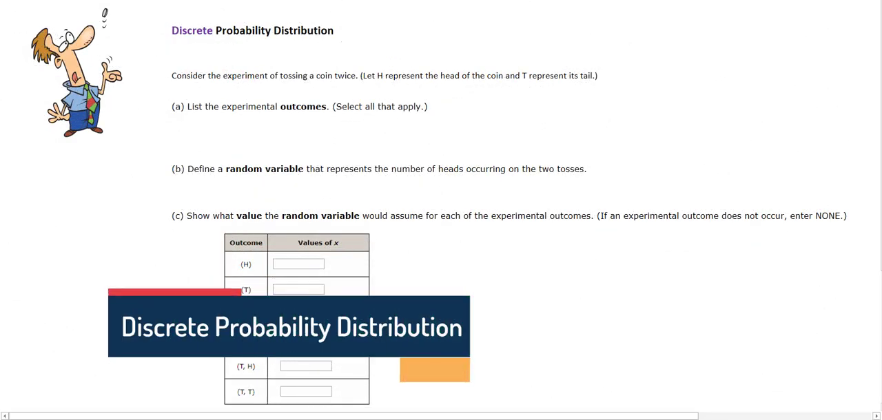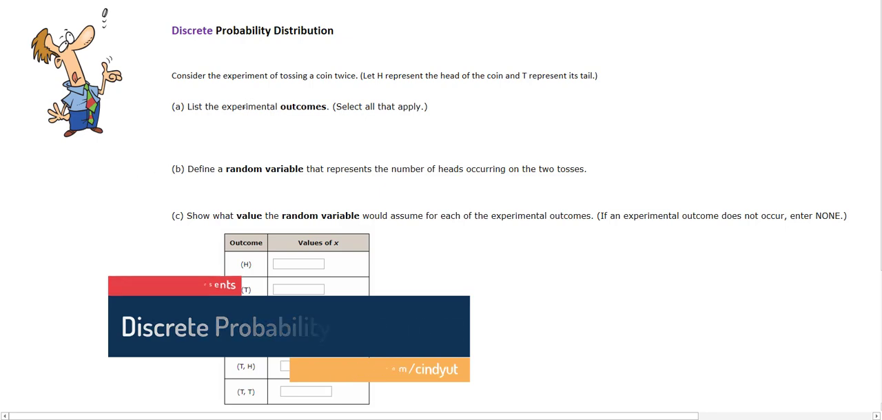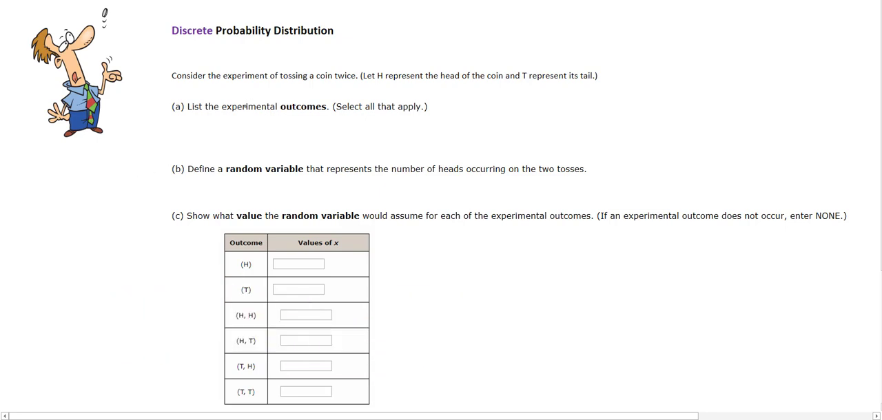All right, so we have this discrete probability distribution of flipping a coin. How I know it's discrete: there's no in-between heads or tails. They're countable, right? So this would be a discrete probability distribution. We are going to toss the coin twice.